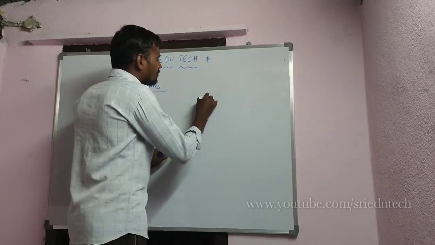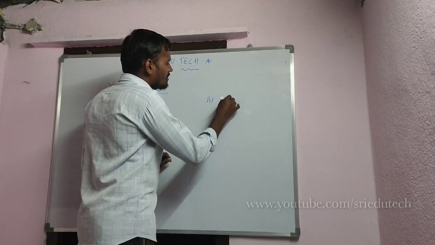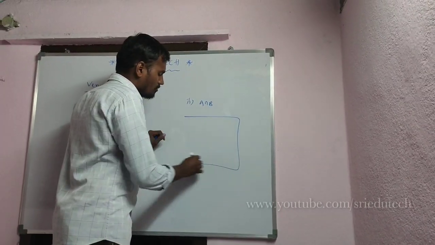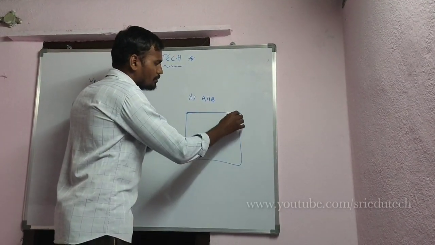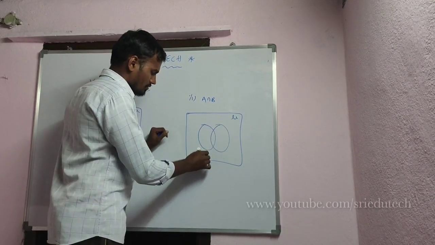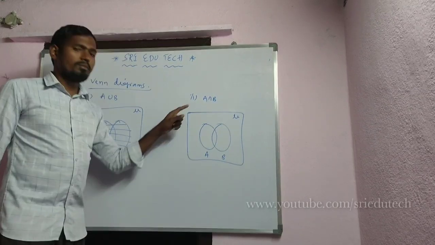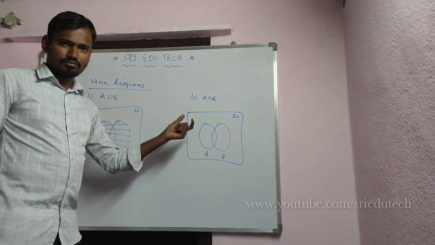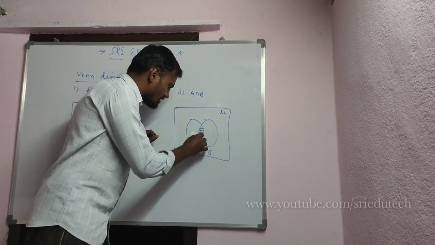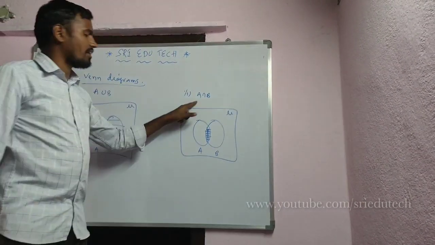Next, number 2, A intersection B, intersection of sets Venn diagram. So same, draw a box, write here mu universal set. You can draw the 2 sets A and B. Intersection of sets means which is common. So the common part only, we have to shade here. This is the A intersection B Venn diagram.